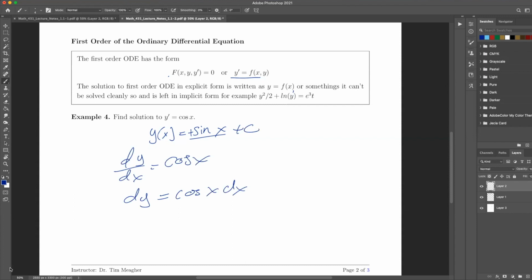Now, the reason we can do this is because this is some infinitesimally small amount of x, this is an infinitesimally small amount of y, but they are non-zero, right? And so I can just multiply this across. Integrating both sides is a valid operation. I get y equals sine of x plus c. Okay, so that's how we solved it, right? And to check it, we can just plug it in.